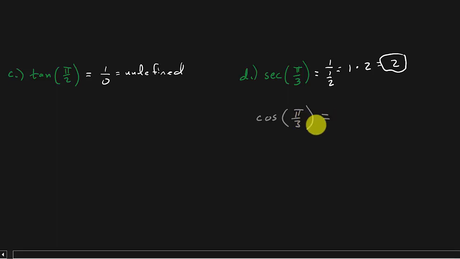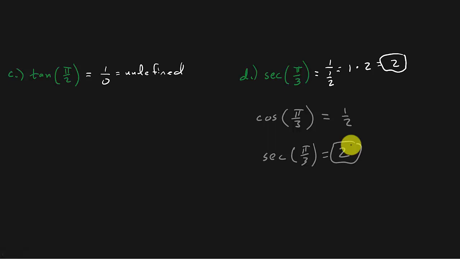All right, so what's the cosine of pi over 3? Well, that's the same thing as the cosine of 60, right? So the cosine of pi over 3 is 1/2. But what are we looking for? We're looking for secant. And I know secant is the reciprocal of cosine. What's the reciprocal of 1/2? 2. And there's your answer. So while the unit circle is easy if you've got it memorized, it doesn't work for everything.